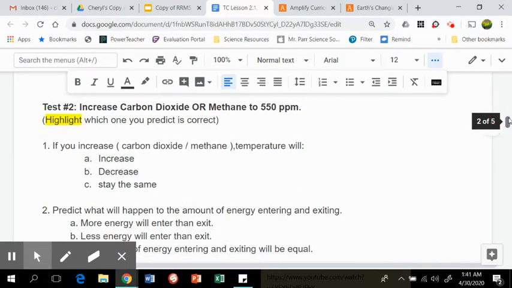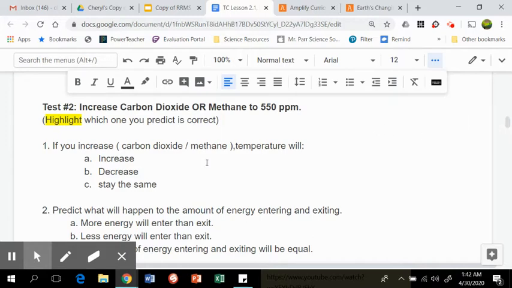All right, you're going to make some predictions about test 2. Increase carbon dioxide or methane to 550 parts per million. Highlight which one you predict is correct. Remember that when you're predicting in science, it's okay if your answer doesn't turn out correct. It's just making you think about the material before we actually do it. So it's okay if your prediction turns out not to be correct. We still learn from that.